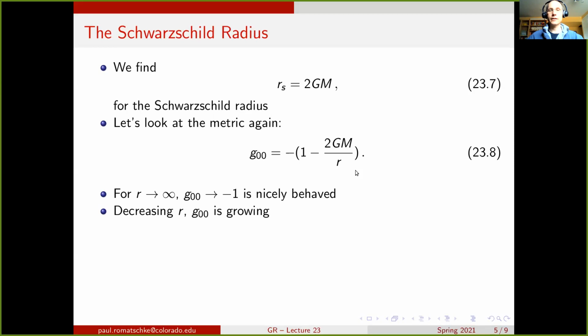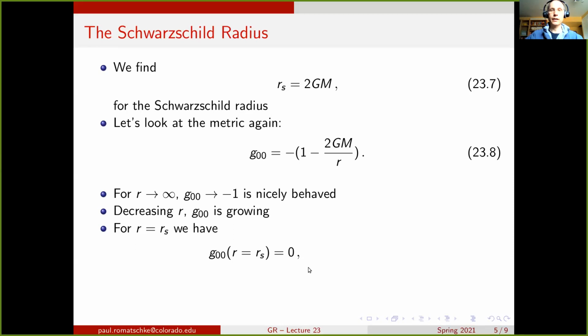However, as we decrease r from infinity, the metric component G00 is growing. And in particular, for the critical value of the radius equal to the Schwarzschild radius, this term here just cancels the 1, and we get that at the Schwarzschild radius, the metric component G00 is just equal to 0.